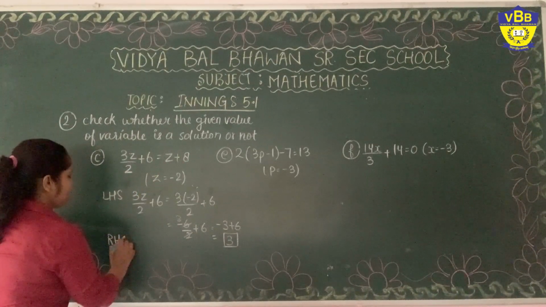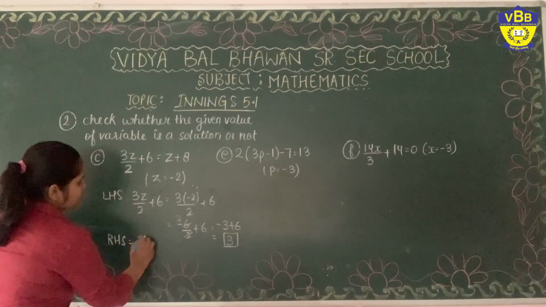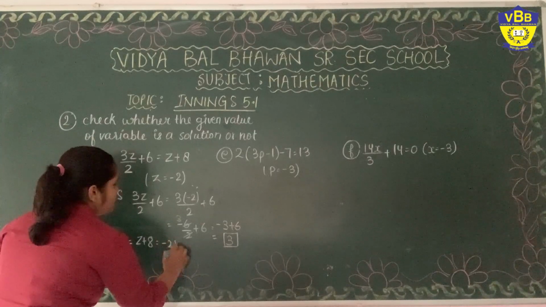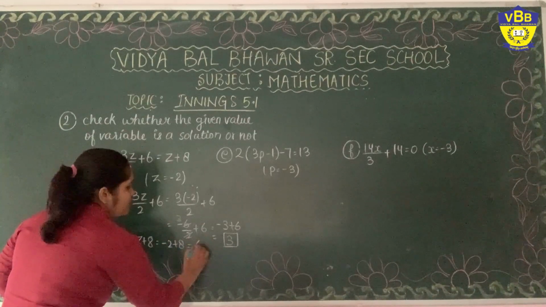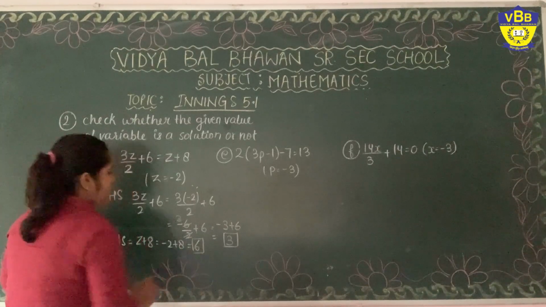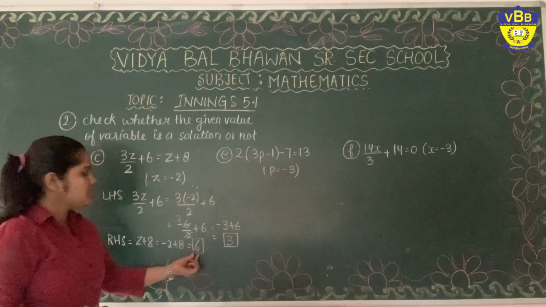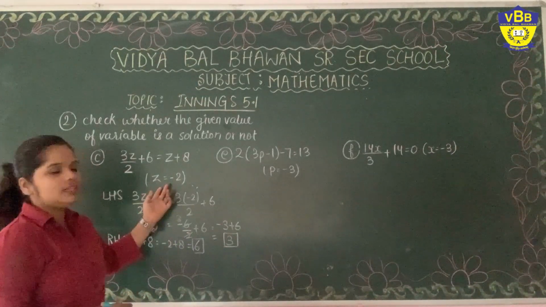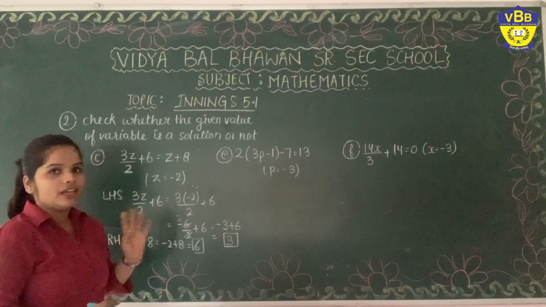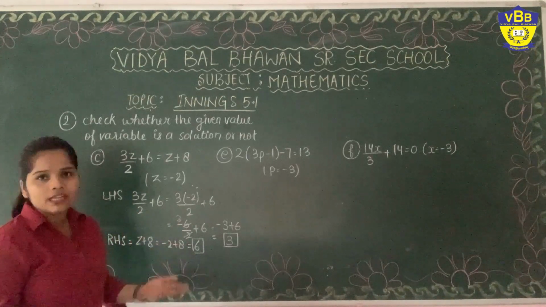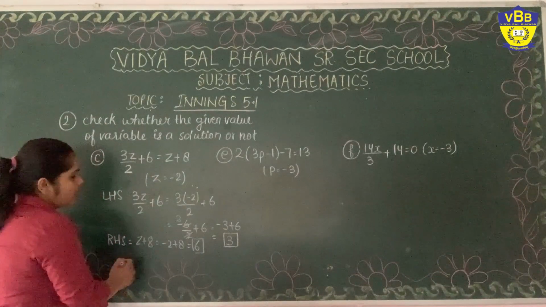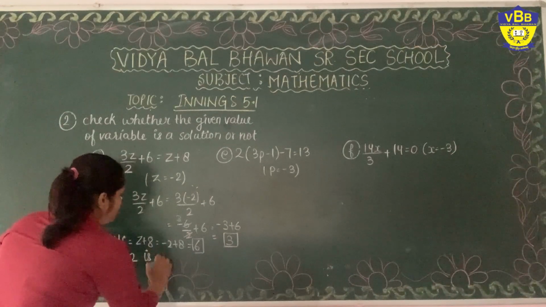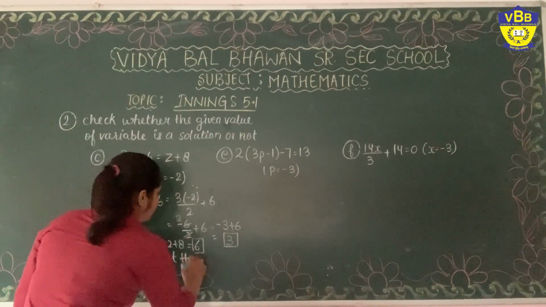Now let's come to RHS. RHS we are having z plus 8. Put the value. z is minus 2, plus 8 is 6. Now here LHS is 3, RHS is 6, and both are not equal. That means the value here is not satisfying the given equation. That means it is not the solution. So we will write the final statement: z is equal to minus 2 is not the solution.